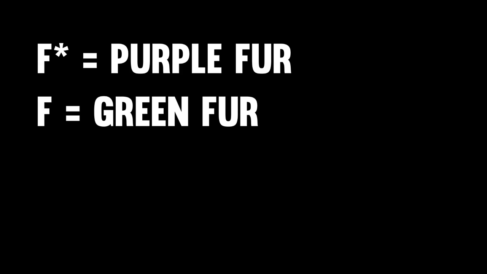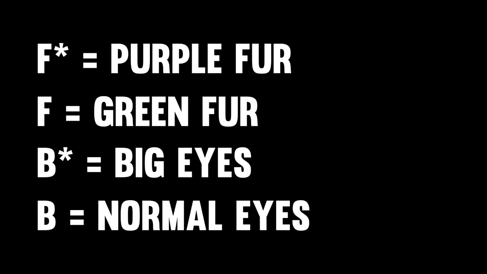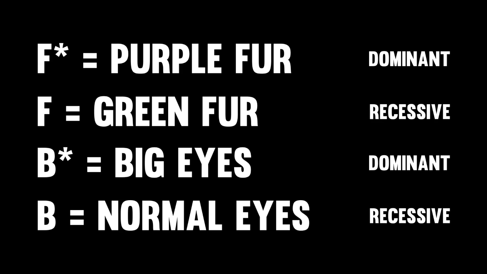So F star is purple fur, which is the dominant allele. F is green fur, and that's the recessive one. Then we have B star, which is for big eyes, and that is dominant. And then B, which is normal eyes, that is recessive. So dominant, recessive, dominant, recessive.